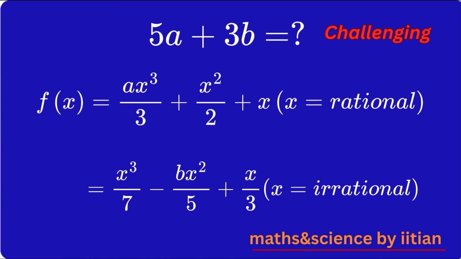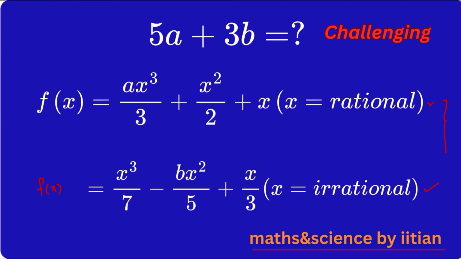In this lecture, I will be talking about a function in which the function is given differently for rational numbers and differently for irrational numbers. If x is a rational number, the function f(x) is equal to ax cube by 3 plus x square by 2 plus x. If x is an irrational number, then f(x) is equal to x cube by 7 minus bx square by 5 plus x by 3.